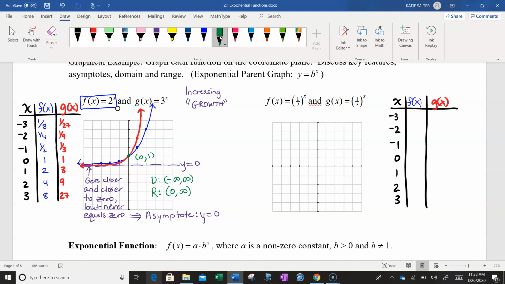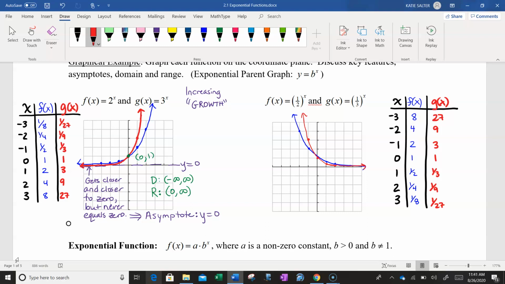Okay, I would like for you, without using technology, to try to create the table and the graphs of f(x) and g(x) when we change the base to be 1/2 and 1/3. And then after you've done it, check yourself with your technology. So go ahead and pause the video.